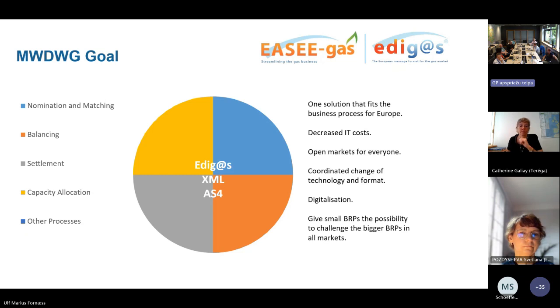If you have harmonized solutions, what it means is that it fits for these processes, that it decreases IT costs, of course, and you also give the small shippers or small BRPs, balance responsible parties, the possibility to challenge the bigger ones, because it is of course easier if you are able to use the same formats, same protocols, same technology all over Europe.